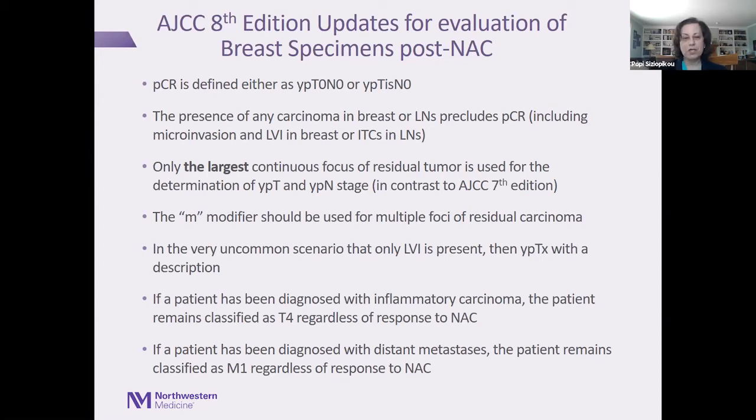Now, of note, if a patient is diagnosed with inflammatory carcinoma, this patient remains classified as T4 regardless of the response to chemotherapy. And furthermore, if a patient is diagnosed with distant mets, the patient remains classified as M1 regardless of the response to neoadjuvant chemotherapy.